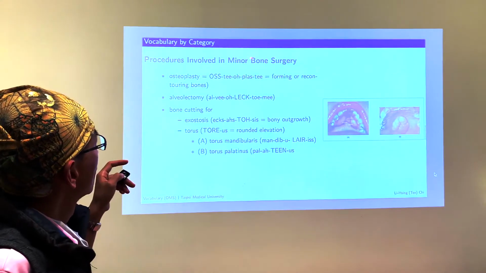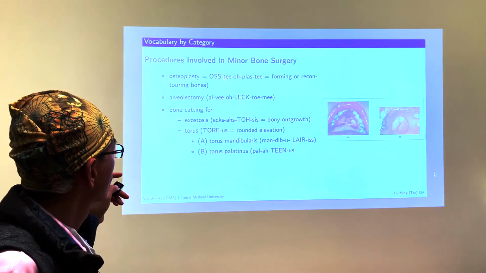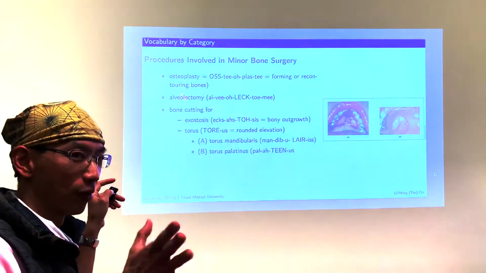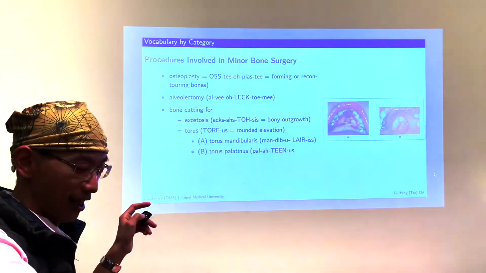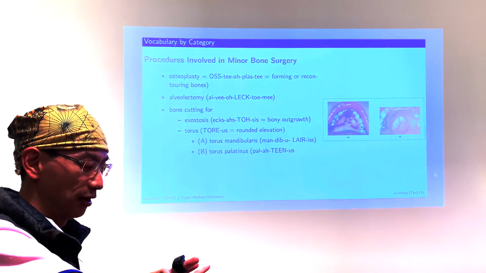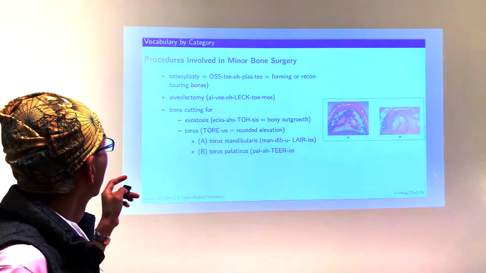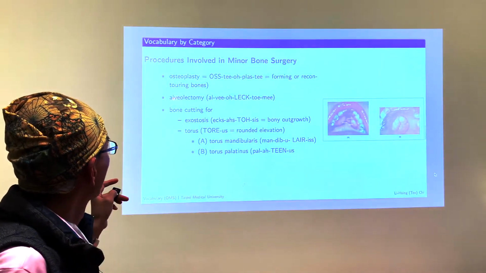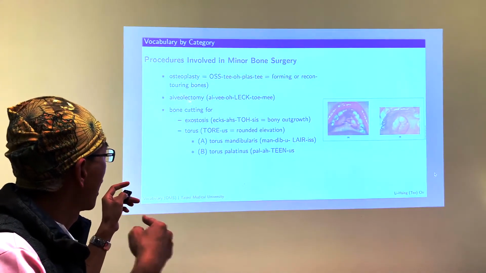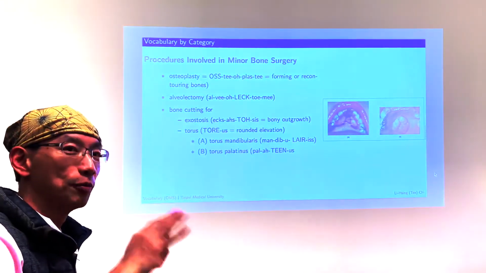Okay, so for the bone, minor bone surgery we can do osteoplasty. Plasty is shaping. Osteo is bone. So osteoplasty. And also alveolectomy is available to remove that one. Ectomy, cut the alveolar bone after the tooth removal.